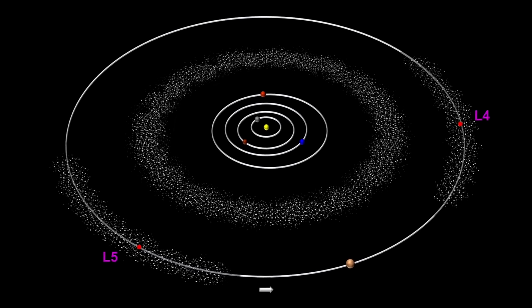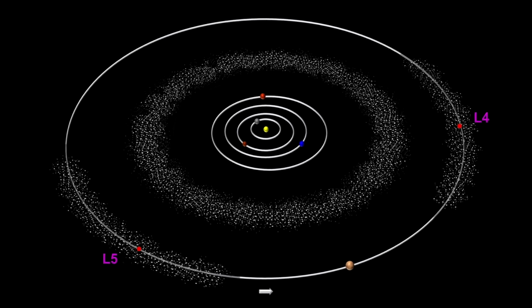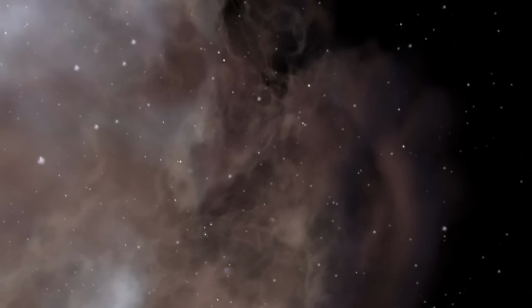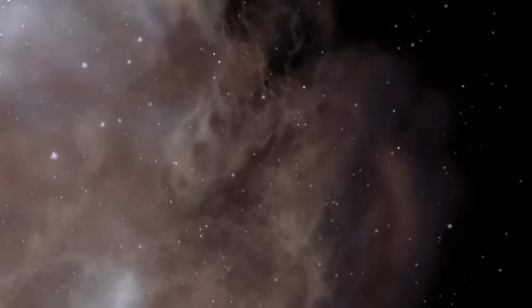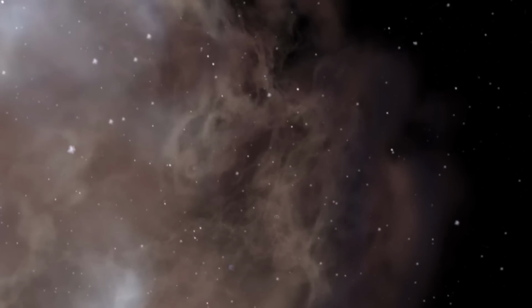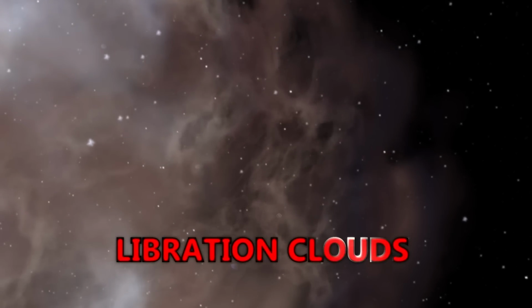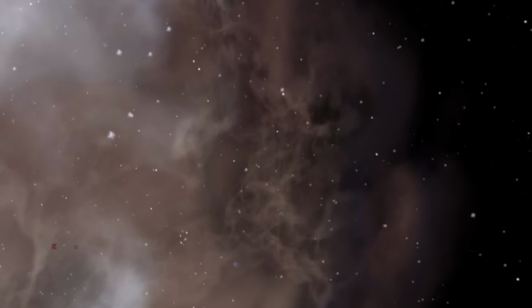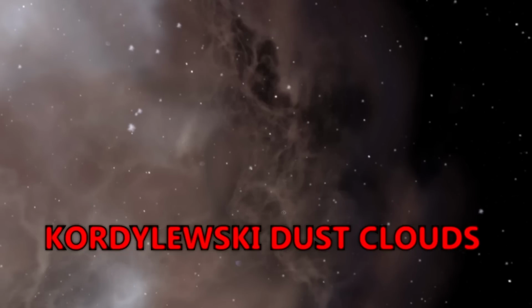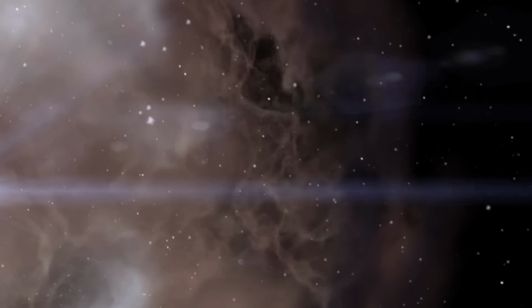And that's what made Kordylewski's observation disturbing. These clouds weren't randomly drifting. They were positioned perfectly within these gravitational sweet spots. He called them libration clouds. Today, we know them as Kordylewski dust clouds. But here's where the story turns uncomfortable.